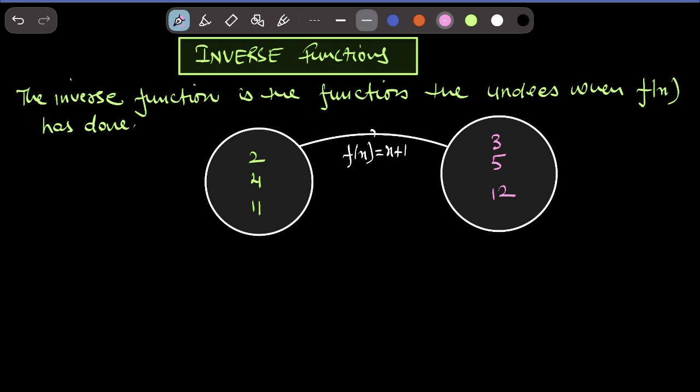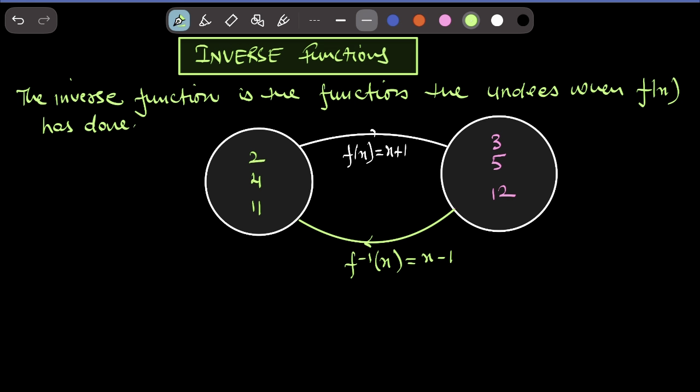Now if I talk about something which is doing the reverse of this particular function, a function which is going to reverse this particular process, then that particular function will be represented as f inverse x. And very easily you can say what you are going to do to get the values back to 2, 4, 11: you will subtract 1 from each value, right? You will subtract 1 from all these values to get these final values.